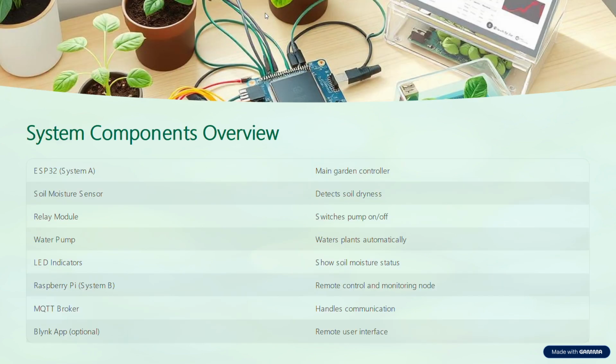Here's the breakdown of the system. System A includes an ESP32, a soil moisture sensor, a relay module, and a water pump. It also has LED indicators for local feedback. System B includes a Raspberry Pi, which receives the data and displays it to the user. The MQTT broker handles the messaging between the two systems. Optionally, we can also use the Blynk app for mobile control as well.